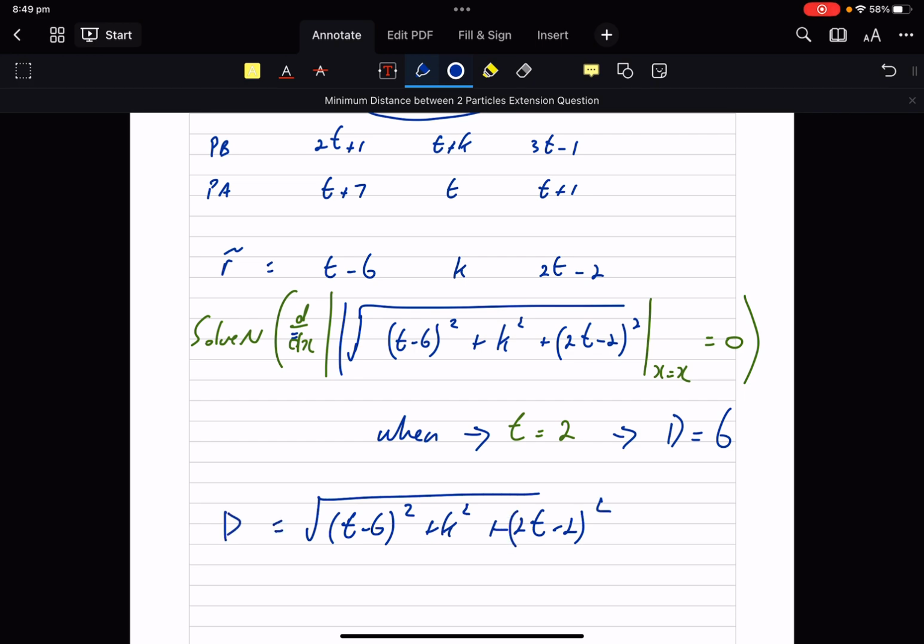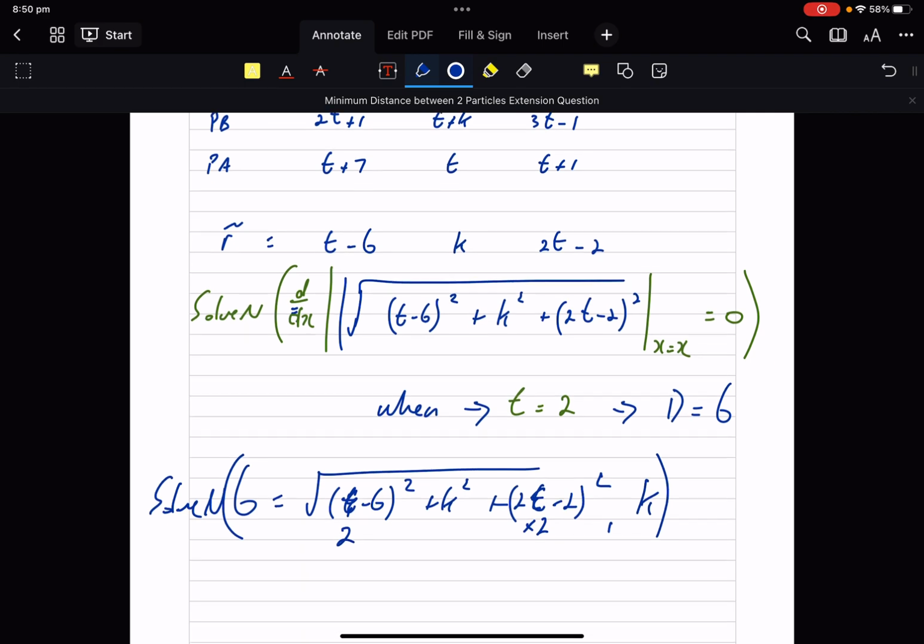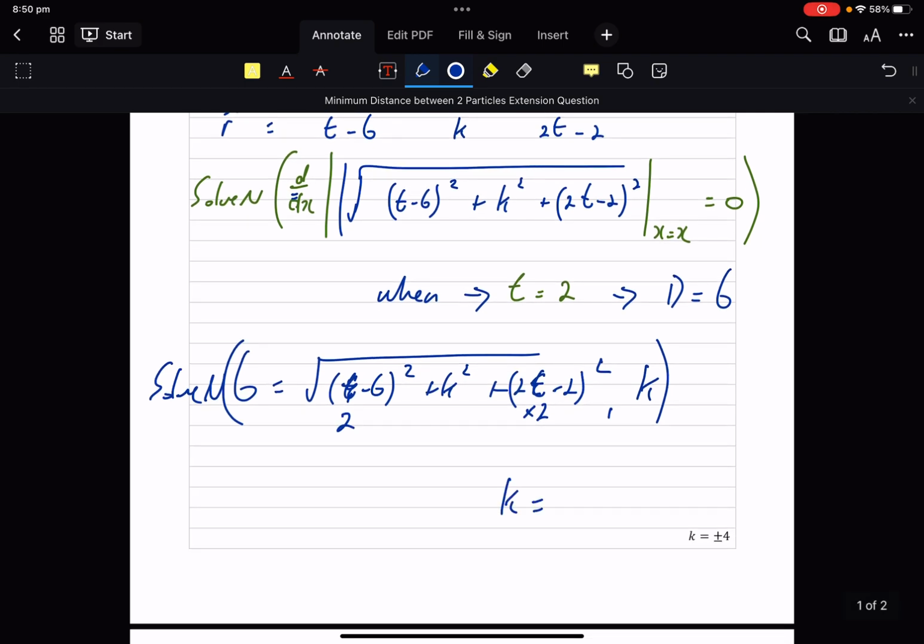So all you really need to do is to go, hey, that d isn't d, it's 6, and these t's are 2. So we're going to substitute: t is 2, t is 2, and we are going to solve for k. So in nSolve, you're going to get k equals plus or minus 4.